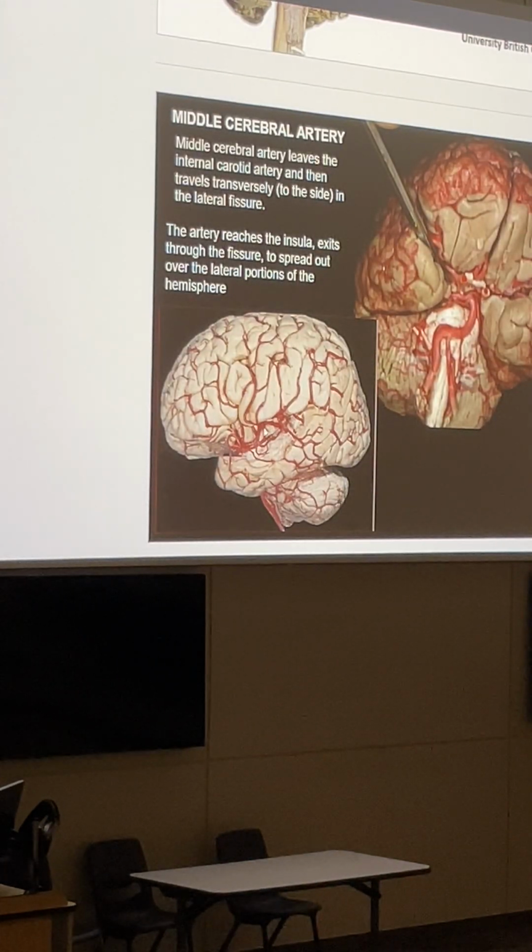So any of these branches you see right here, they're branches of what? Middle cerebral artery, which is a branch of internal carotid artery, which is a branch of common carotid, which is a branch of either brachiocephalic trunk or direct branch of arch of aorta. Why am I saying this? Just in case, neck trauma can result in central nervous system defect.